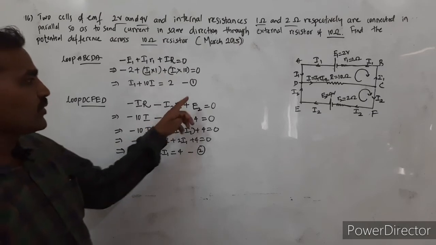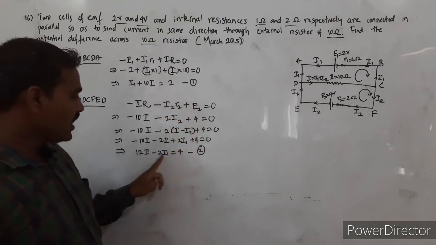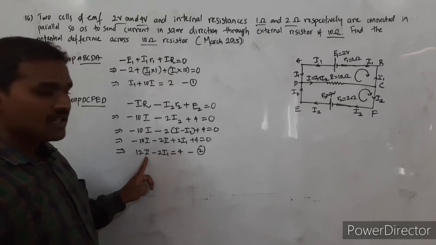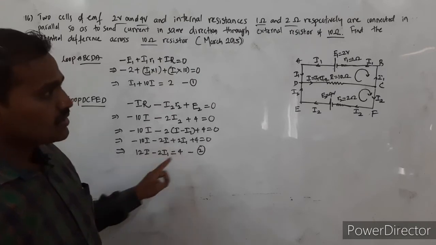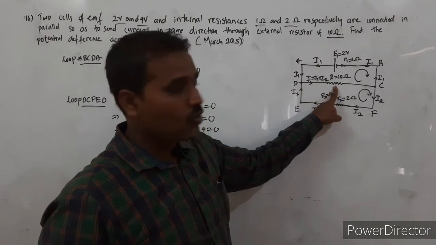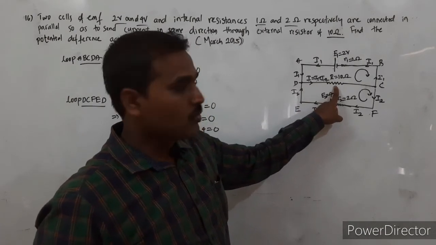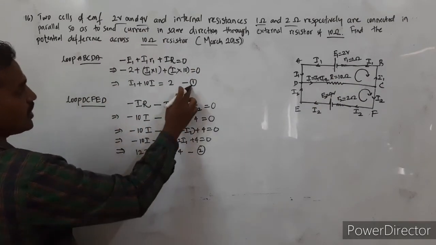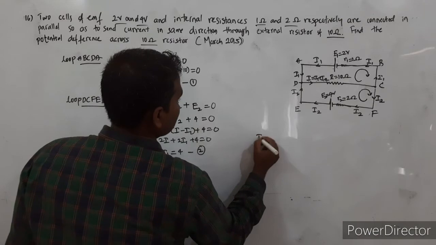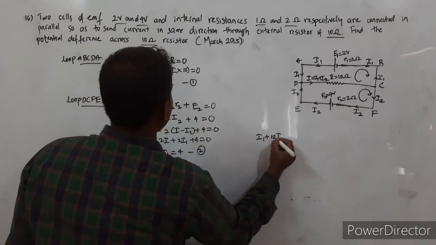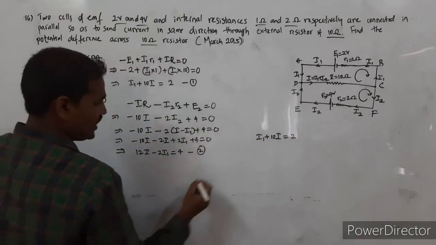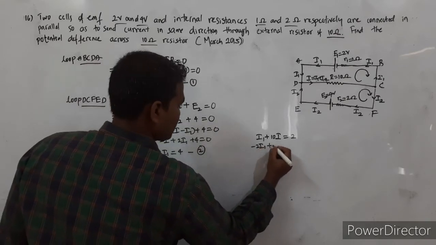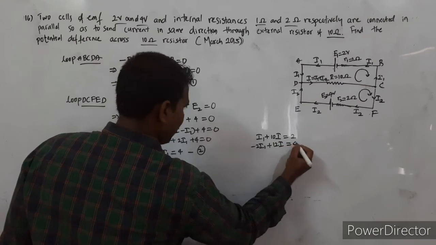Here I have two equations, equation number 1 and equation number 2, and there are two unknowns, I and I1. It is sufficient if I am able to find the value of I, that is the current flowing through this resistor 10 ohm. Then later I can find the potential drop across that resistor. So let us solve equation number 1 and 2. Let me write them down separately. I1 plus 10I is equal to 2. Here I have minus 2I1 plus 12I is equal to 4.